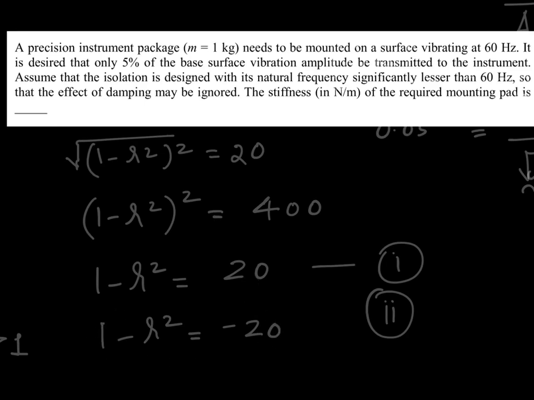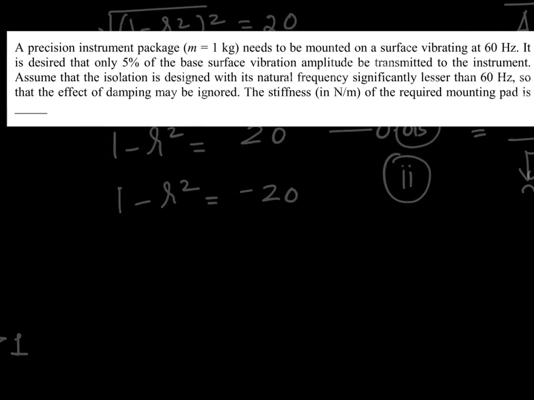Now everything boils down to just cranking the mathematical wheel. So I will show you a couple of other steps and then leave it to you to solve the problem and come up with the answer. So r is equal to root 21. r is nothing but omega by omega n, which is equal to root 21.